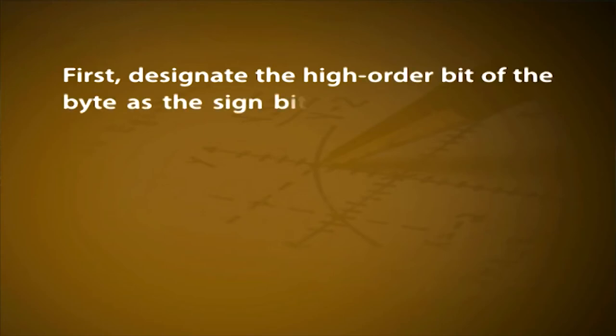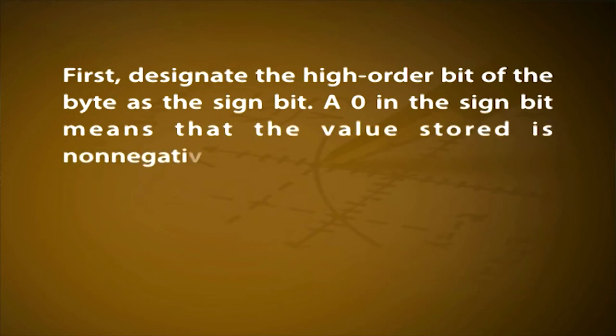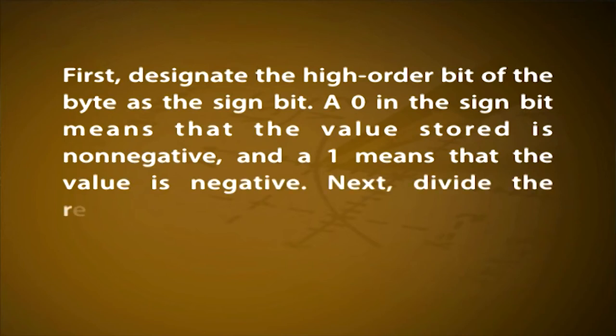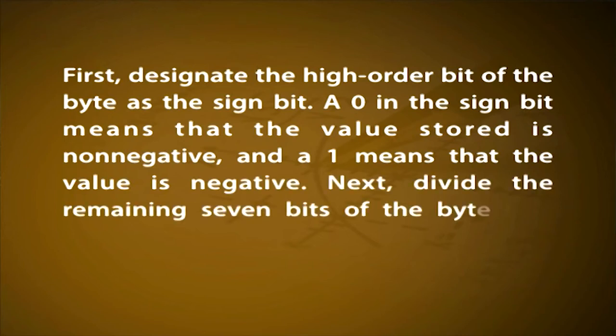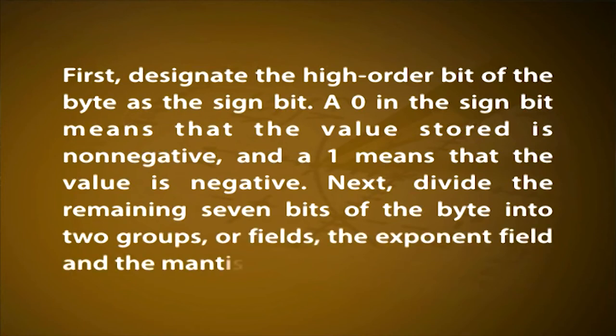First, designate the high order bit of the byte as the sign bit. A zero in the sign bit means that the value stored is non-negative, and a 1 means that the value is negative. Next, divide the remaining 7 bits of the byte into 2 groups or fields, the exponent field and the mantissa field. Let us designate the 3 bits following the sign bit as the exponent field and the remaining 4 bits as the mantissa field.